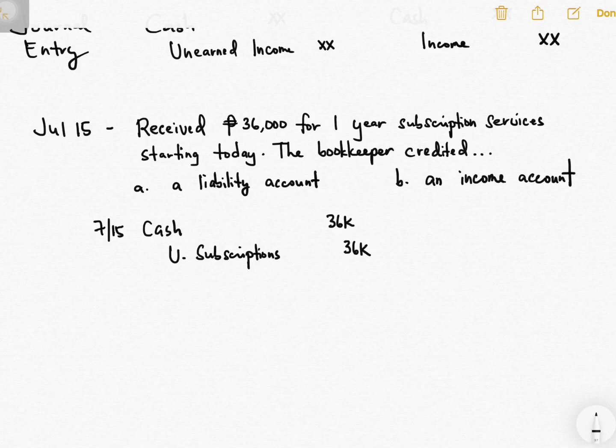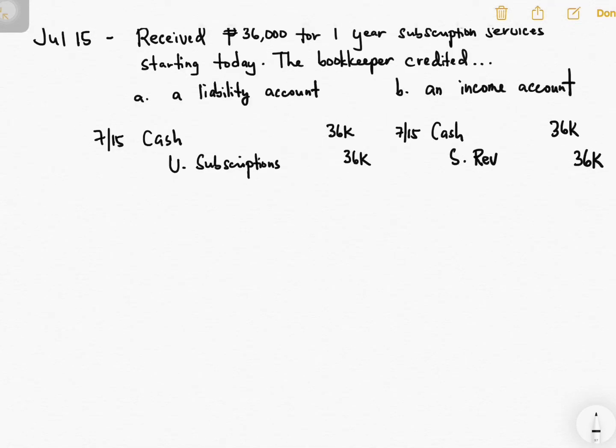36K. And if it is an income account or a nominal account, what's your entry? Still, debit cash, credit subscriptions revenue. Same amount, 36,000. So this is your journal entry. Now we will transition to the adjusting entry.